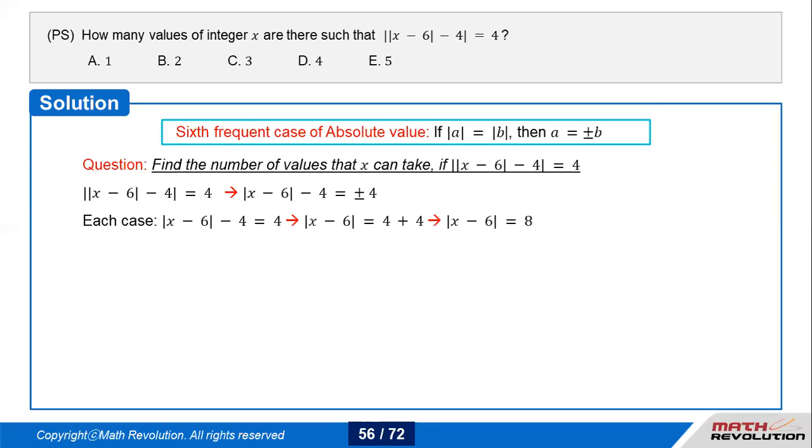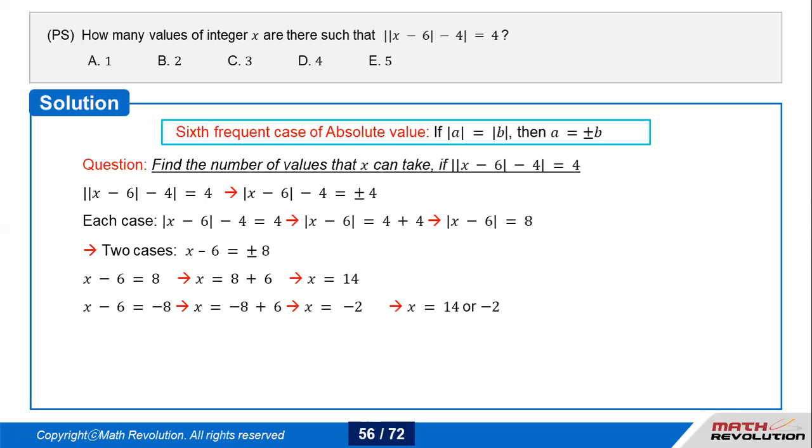The possible case that happens is x minus 6 minus 4 is 4. So the first value that we get is mod of x minus 6 is equal to 8. Now over here we can solve two cases. x minus 6 will give you two values, plus 8 and minus 8. Keeping plus 8, we get x equals 14. Keeping minus 8, we get x equals minus 2. So we have two values here, x is equal to 14 or minus 2.